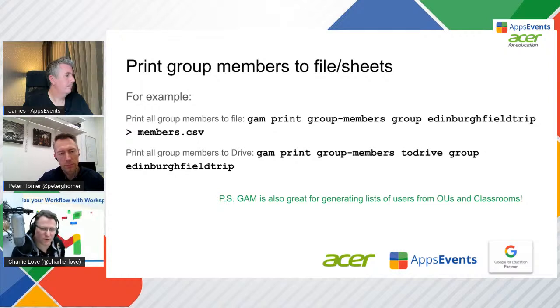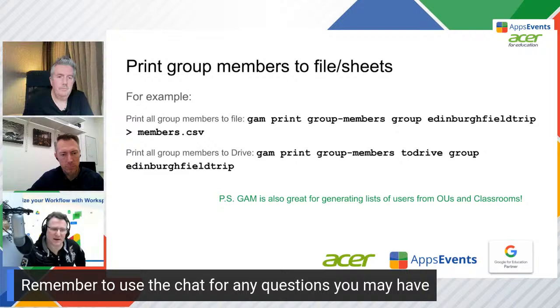And so you can do that. You can print out your group memberships. You can print them out to a CSV file, which is what I've got there in the first command. I just go into Cloud Shell, use GAM, I do GAM print group members group, and then whichever group it is, and I've used the symbol there to pipe it through to members.csv. Then you can download that members CSV file from your Cloud Shell editor. The other option is to route the data straight through to a sheet in Google Drive. So that's really useful.